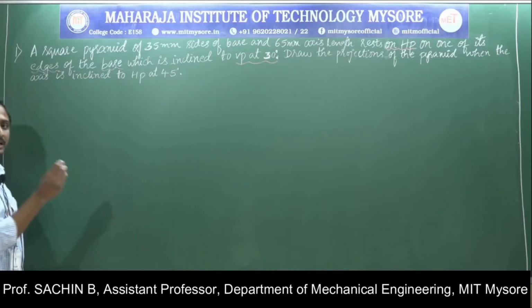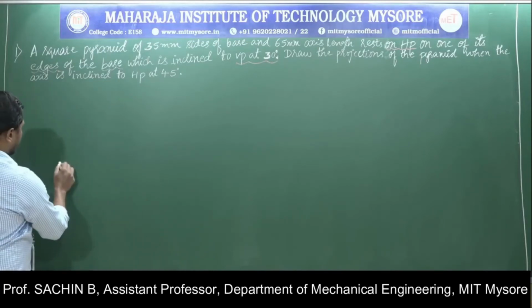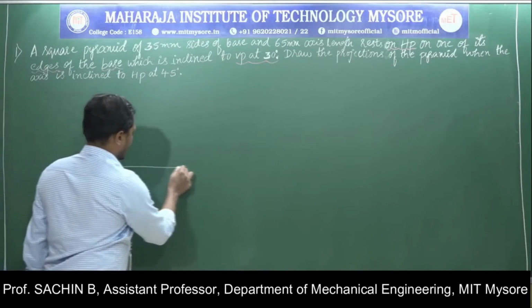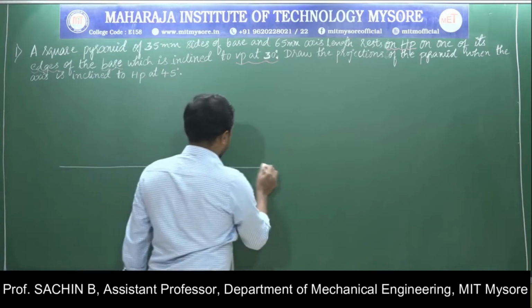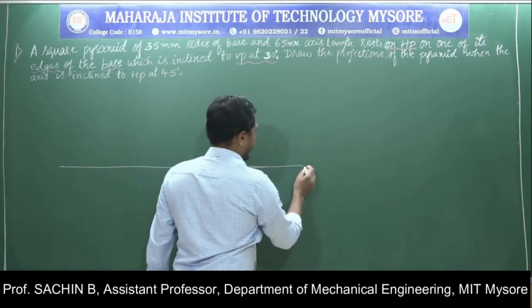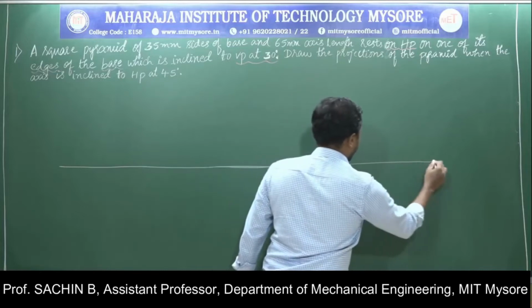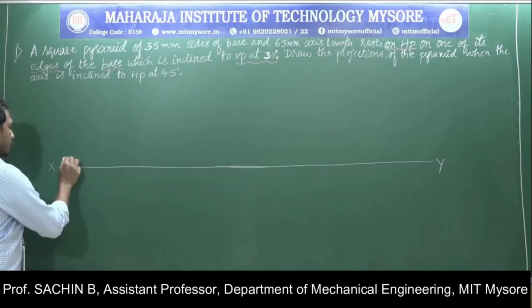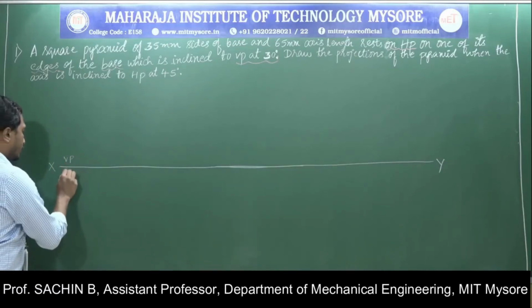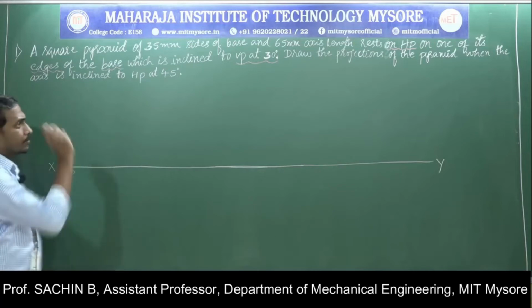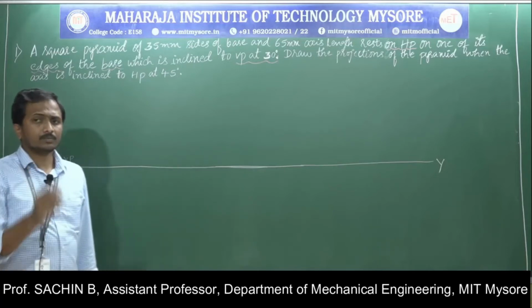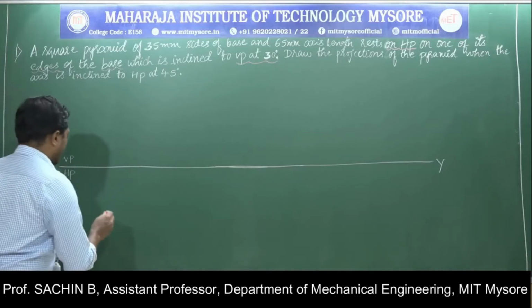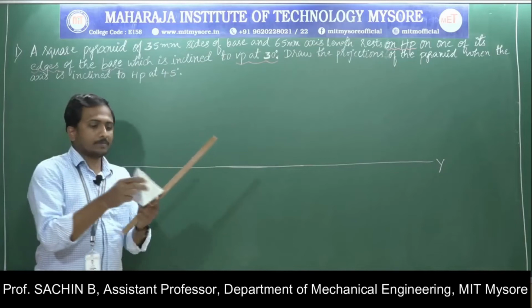Now I'll go for drawing the XY line. I'm drawing the XY line here. Above the XY line it is VP, below the XY line it is HP. In the problem they are clearly saying a square pyramid with 35 mm sides of base. Now this is the square pyramid.